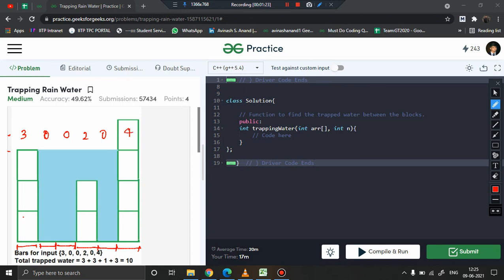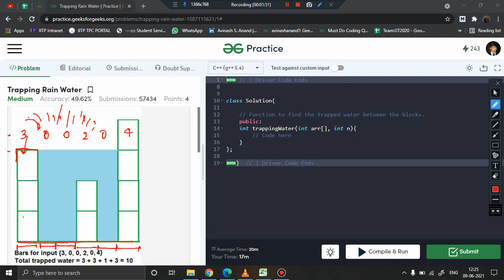Now suppose you have this arrangement of blocks, and we know that if you pour water or some liquid into it, suppose if there is a rainy season, that water will definitely accumulate between the spaces. Now you can see that this particular block has already occupied the entire space. There is no space on the left, no space on the right, so no water will be trapped there.